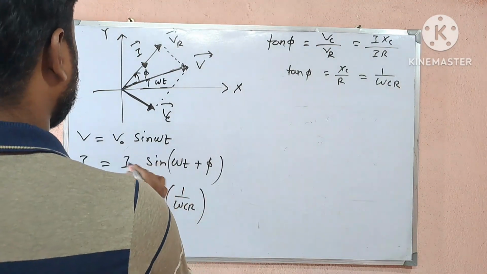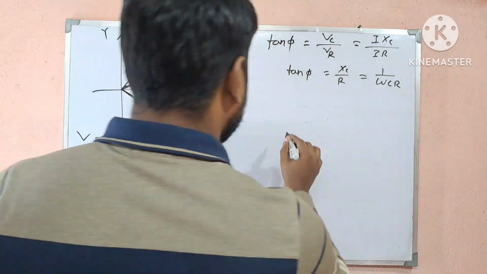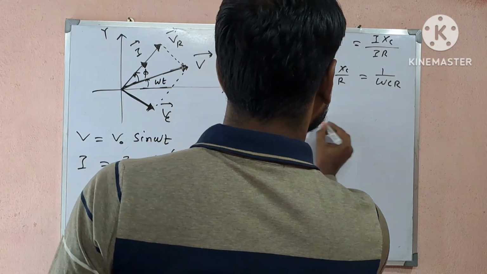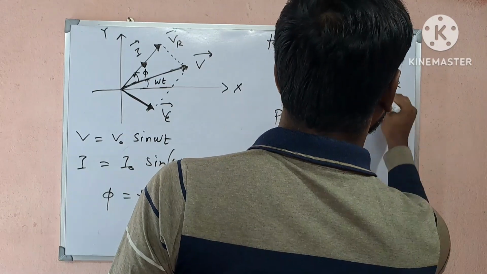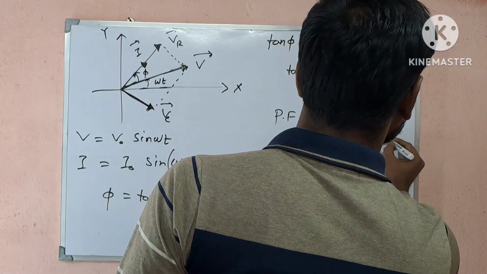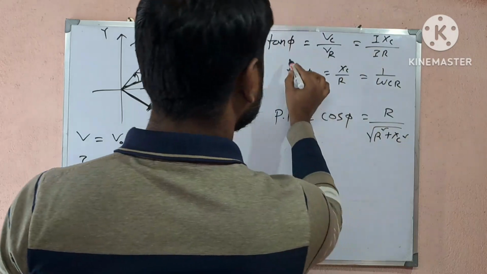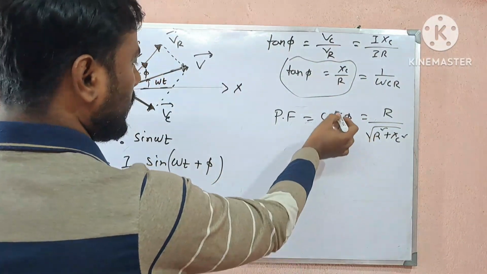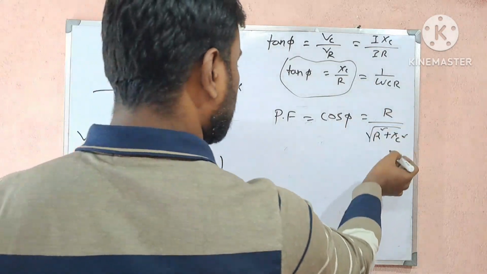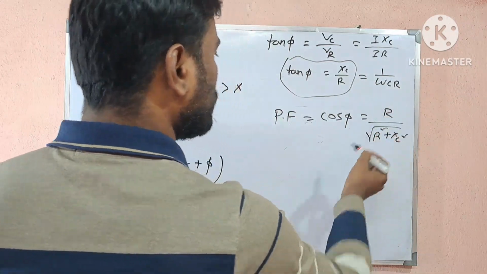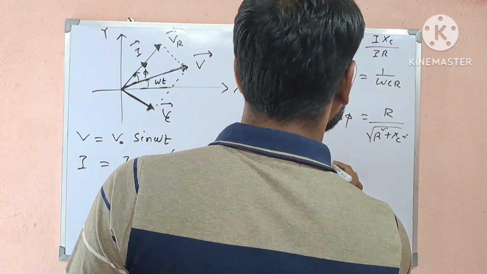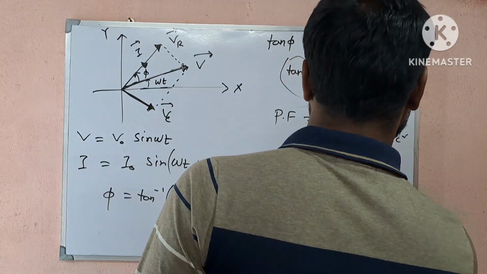And one more thing, what will be the value of power factor here? Power factor cos phi is equal to R by root over R square plus chi C square. Because if tan phi equal to chi C by R, that means perpendicular by base, then definitely cos phi, that means base by hypotenuse, that will be R by root over R square plus chi C square. So we can say that power factor for CR circuit is basically R by Z.